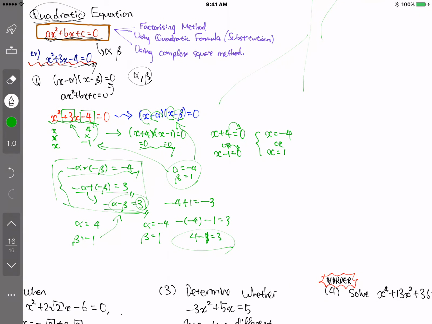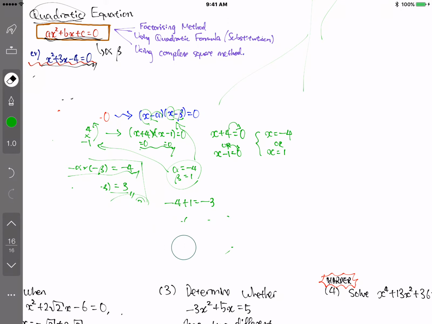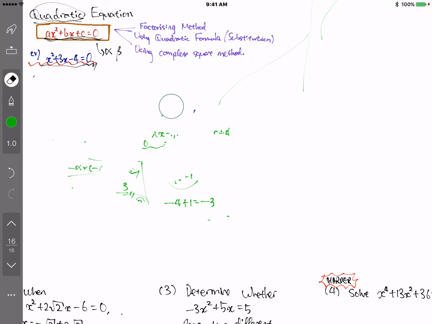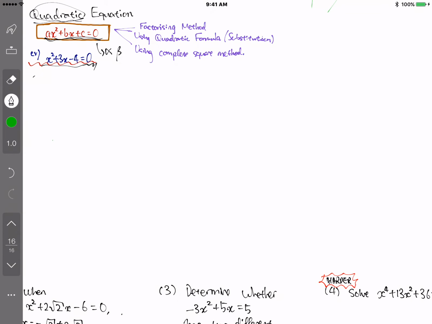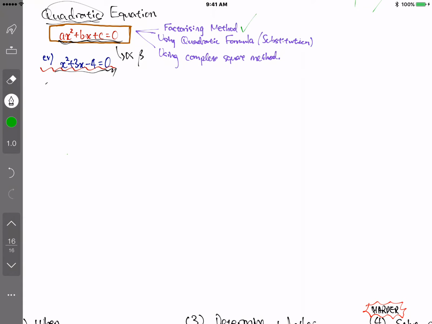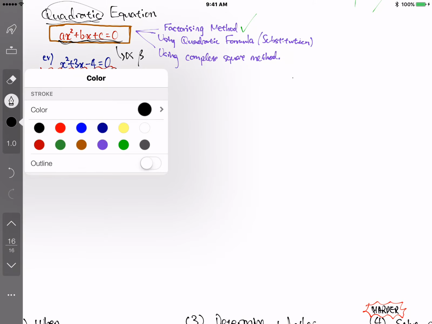So let's use the second method, just erasing all of these stuff. They'll just take time. So we just accomplished doing the first method, so I'll just put a check there. And the second one is going to be using the quadratic formula. So this is the equation x squared plus 3x minus 4 equals 0. And the quadratic formula, let me actually show you how to do it.